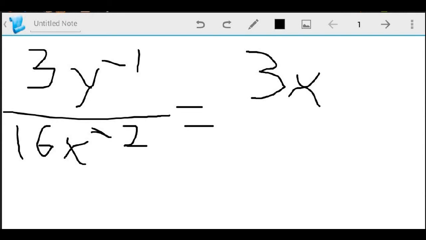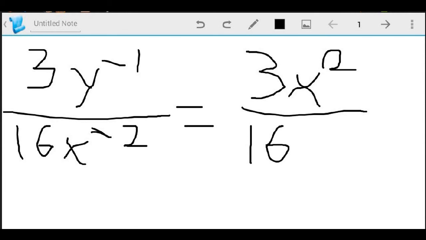3x squared over 16y. And that's our final answer.